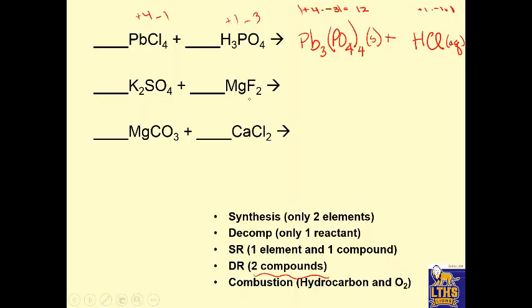Okay, K2SO4, compound switcheroo. So we have Mg, which is a +2, and F's a -1. K is a +1, sulfate's a -2. So now I've got a switcheroo. Once it's first, it's always first. So I'm going to put the K together with the F, a +1 and a -1. And I'm going to put the Mg with the SO4, a +2 and a -2.